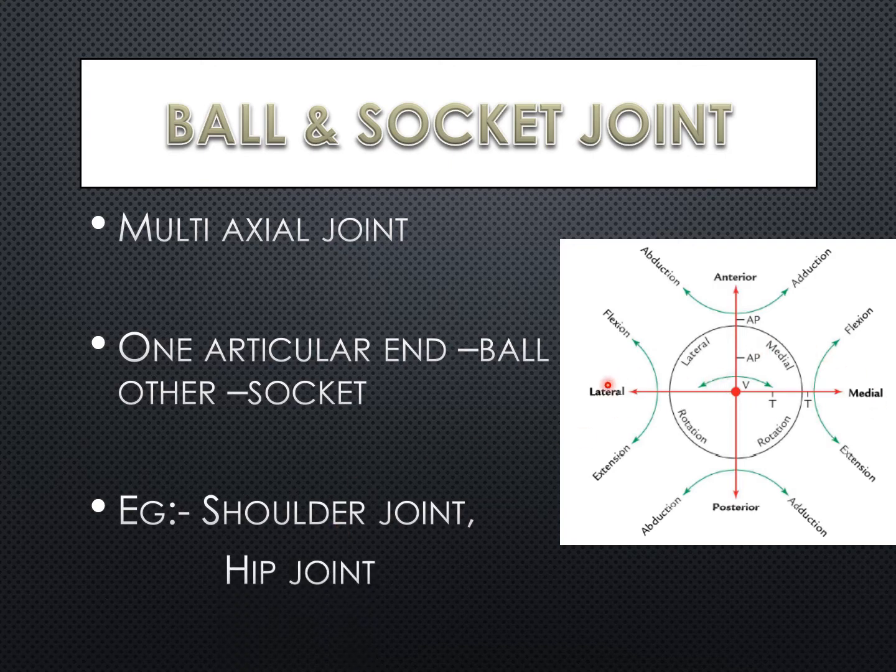So along the transverse axis we get the flexion and extension movement. Along the anteroposterior axis we get abduction and adduction movement, and along the vertical axis we get the rotatory movements, the lateral rotation and medial rotation. And a combination of all these movements is known as circumduction. So we can do circumduction with our shoulder joint as well as the hip joint.